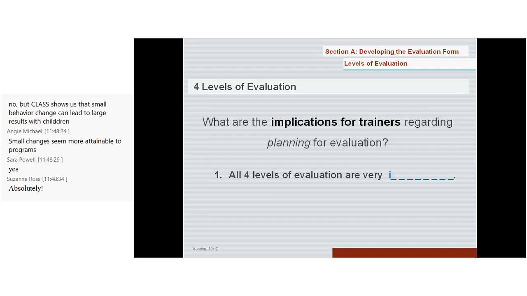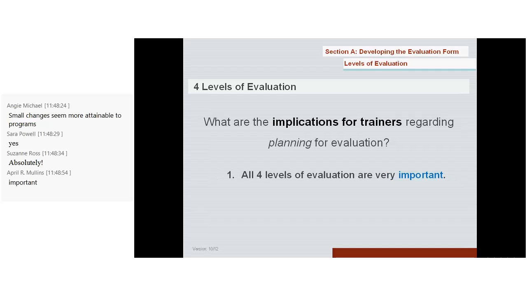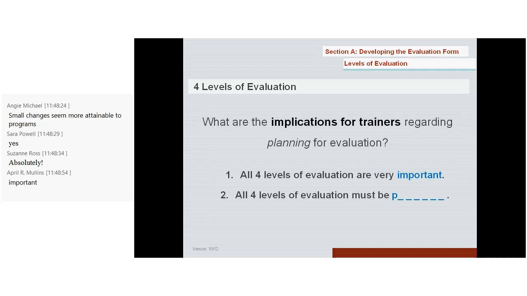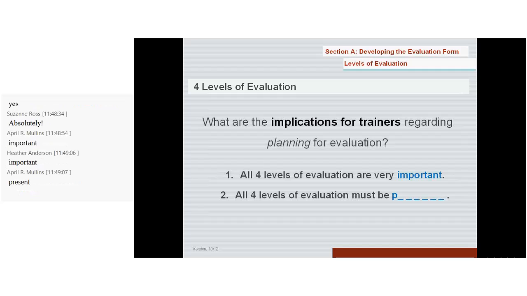So, I ask, what are the implications for trainers regarding planning for evaluation? All 4 levels of evaluation are very what? Important. Important. Correct. All right? And all 4 levels of evaluation must be what? Presented. Practice. Correct, it starts with a P. Present is good. I'll accept that. Practice, that's good too. Good P word. Present, practice. Provided. What else? There we have it.